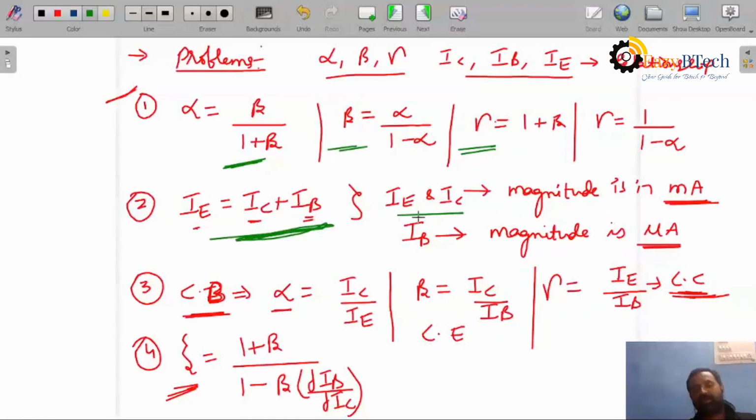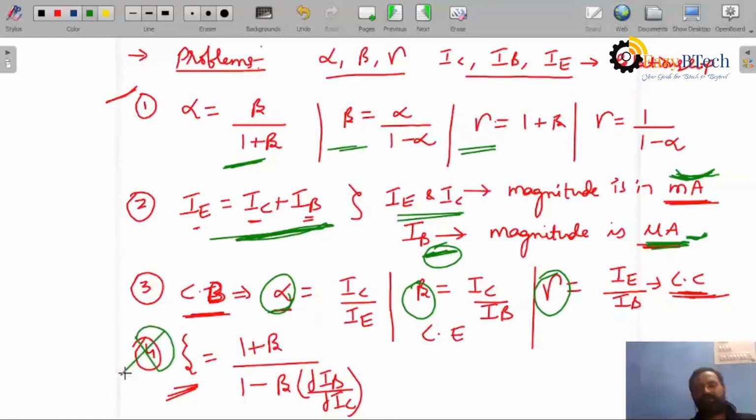And always remember IE and IC are in terms of milliamperes, a large current, whereas IB is a recombination current and it lies in microamperes. Due to the doping level, its current is very small. And the large signal current gain for DC, for common base is alpha, common emitter is beta, common collector is gamma. And it is a stability factor. Okay. Now we will see one small example on the stability factor.